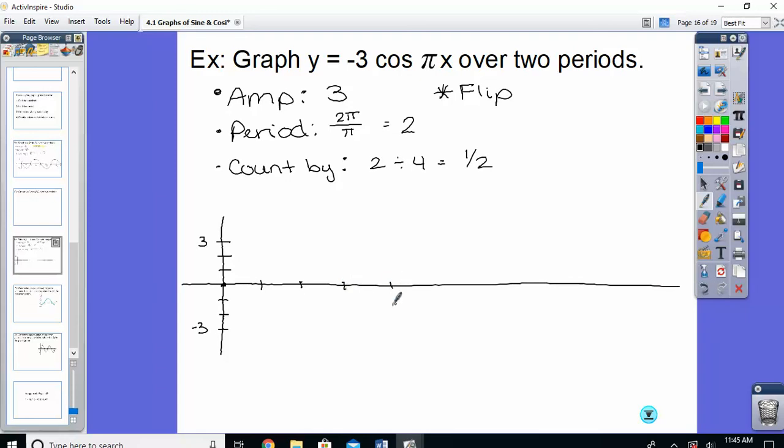So the first point, 0 plus 1/2 is 1/2. Plus 1/2 is 1. Plus 1/2 would be 3/2 or 1.5. And plus 1/2 would be 2. Notice that ended where we set our period. So we're in good shape right now. Have I lost anybody?